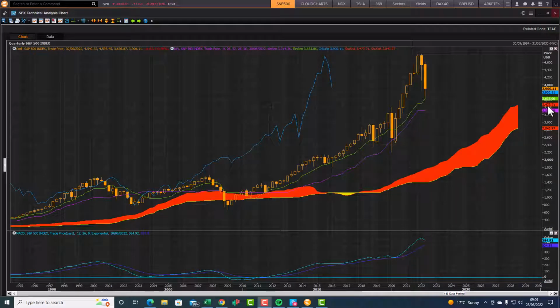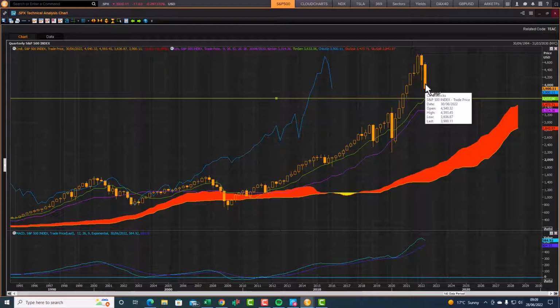at 3473. But the actual rebound did take place, if I put a line in there, just around there at the, what was that low there? 3636. So 3636 roughly is the cloud chart rebound support line. It's bang on the turning line of the Ichimoku cloud on the quarterly Ichimoku cloud chart.